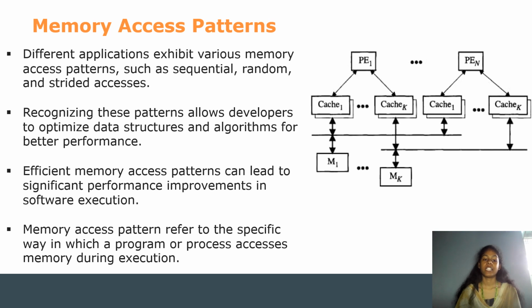Memory access pattern. Different applications exhibit various memory access patterns such as sequential, random, and strided accesses. Recognizing these patterns allows developers to optimize data structures and algorithms for better performance. Efficient memory access patterns can lead to significant performance improvements in software execution. Memory access pattern refers to the specific way in which a program or process accesses memory during execution. And this is an example of the memory access pattern.